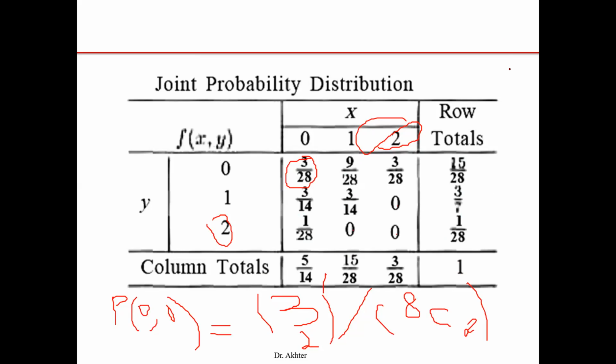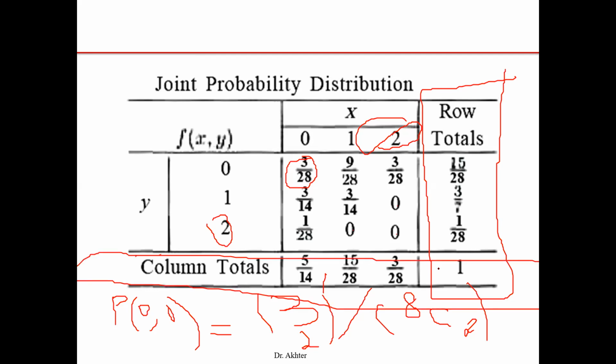This is called, whenever we are calling total of rows along with the values of y, we call it a marginal distribution of y. What is marginal distribution of y? In the marginal distribution of y, we have only y and the probability. X is eliminated. Similarly, we may have a marginal distribution of x. We have eliminated y. All the values of y are added. We have the probabilities of x. So this is called marginal.